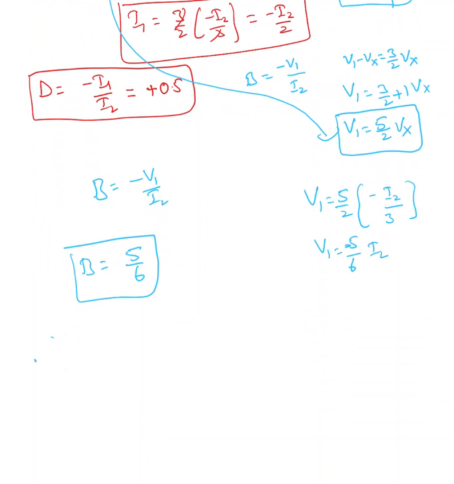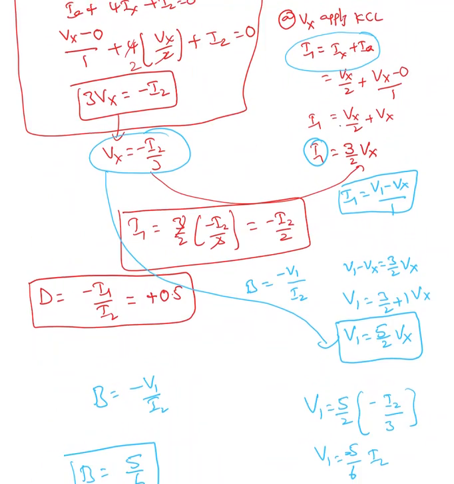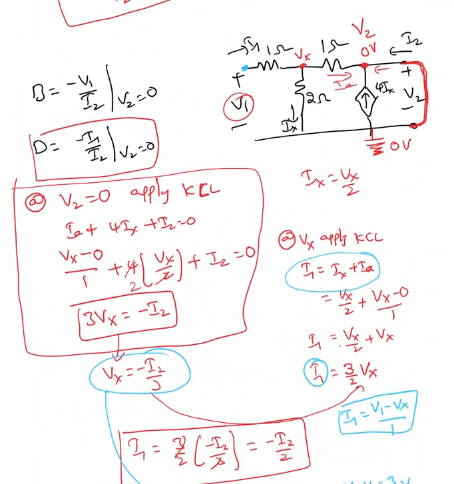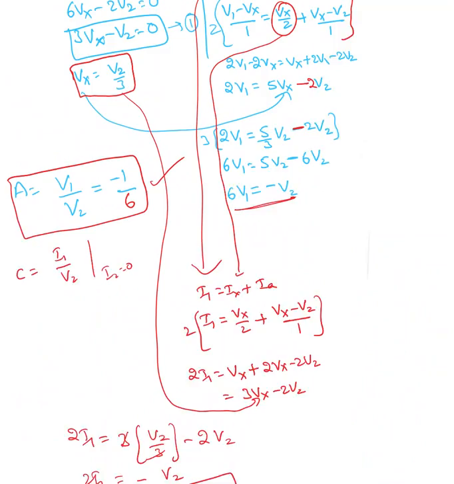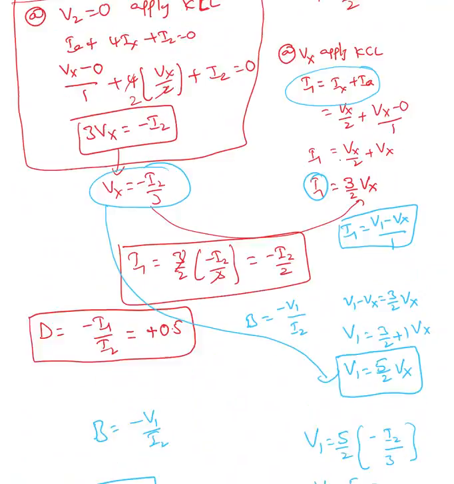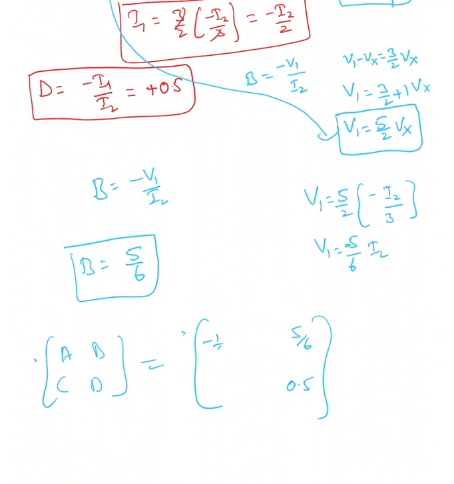So the ABCD parameters are: B is 5 by 6, D is 0.5, C is minus 0.5, and A is minus 1 by 6. Minus 1 by 6, this is minus 1 by 2.5. Okay, that's all. Thank you very much.